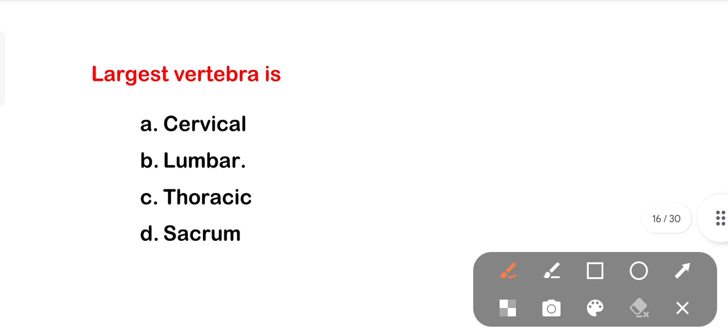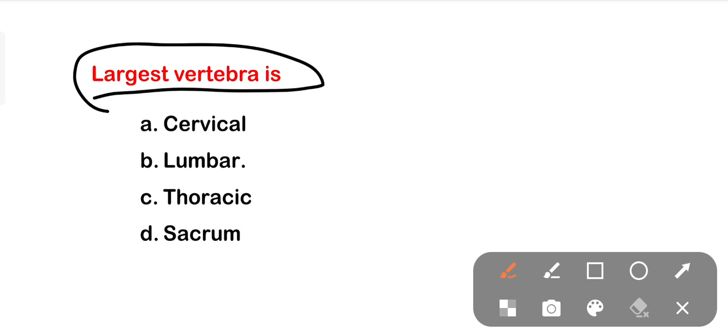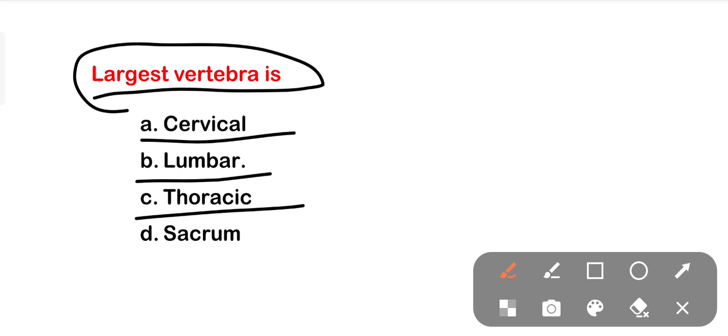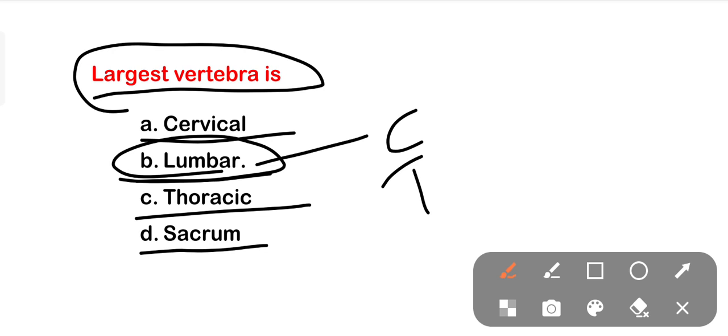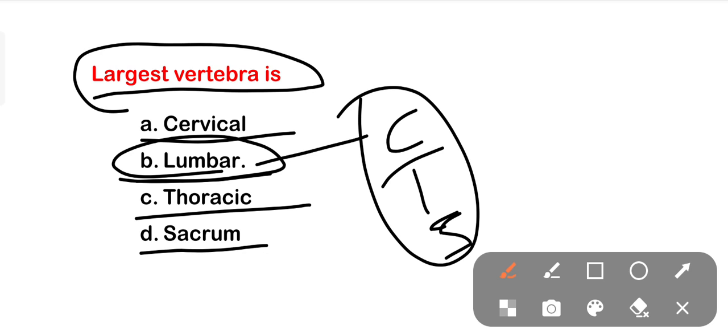The next one is, the largest vertebra is. So what is the name of the largest vertebra? Options are option A, cervical, option B, lumbar, option C, thoracic, option D, sacrum. The right answer is option B. The lumbar vertebra is larger than the other types of vertebrae, those are cervical, thoracic, and sacrum. So among these four, the lumbar vertebra is larger in size.